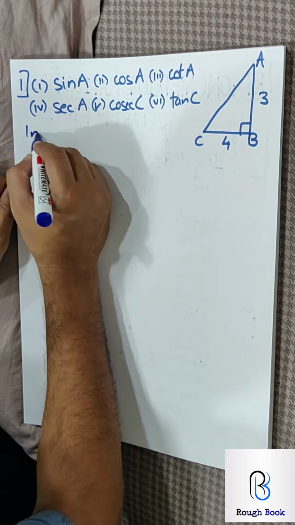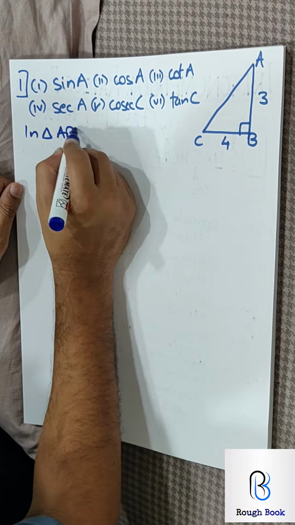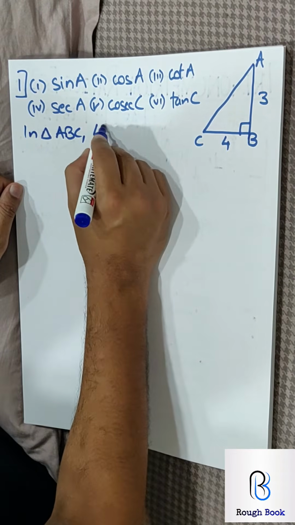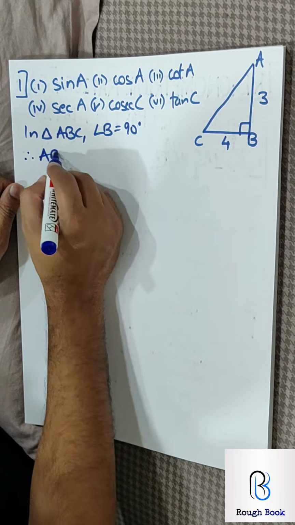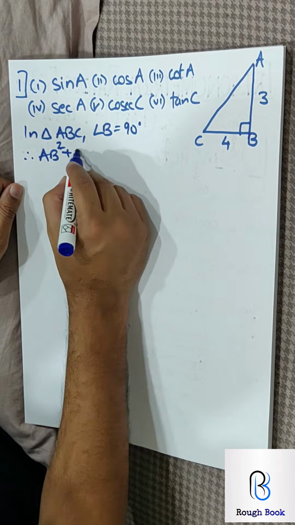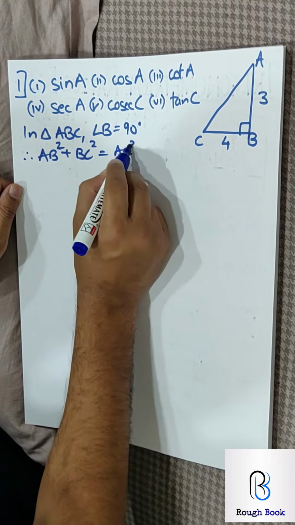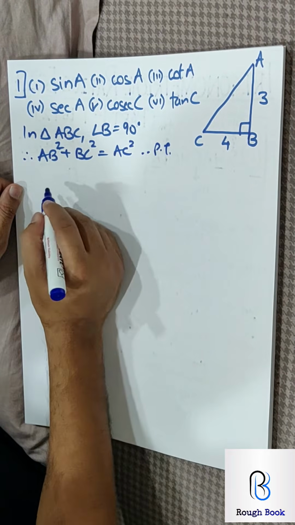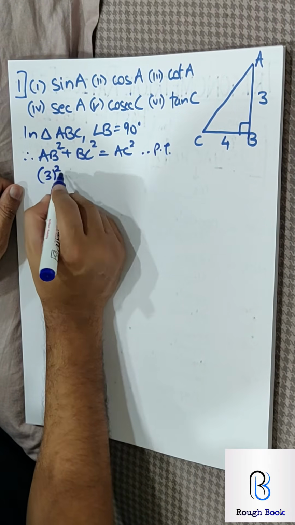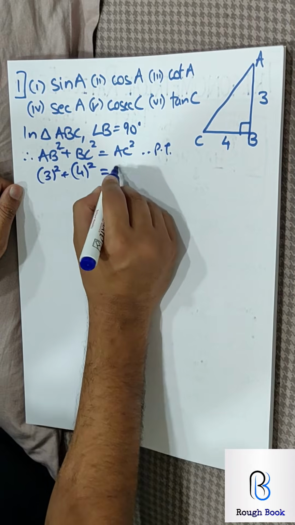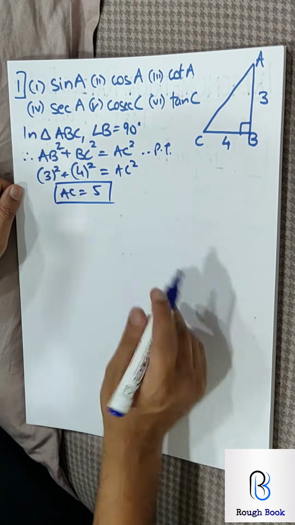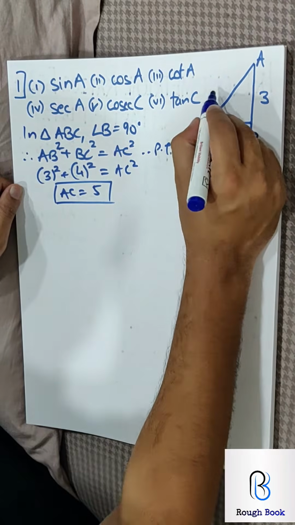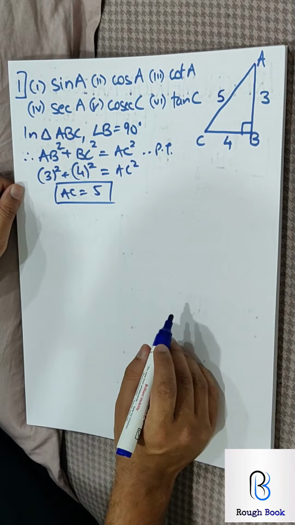So first applying Pythagoras. In triangle ABC, angle B is 90 degrees. So therefore AB square plus BC square equals AC square. That is Pythagoras theorem. So AB is 3. We know the answer is 5 because it's a triplet. So I will get AC directly. I am writing it as 5. You may write 5 units, you may not write 5 units. It's fine as far as 5 is written.